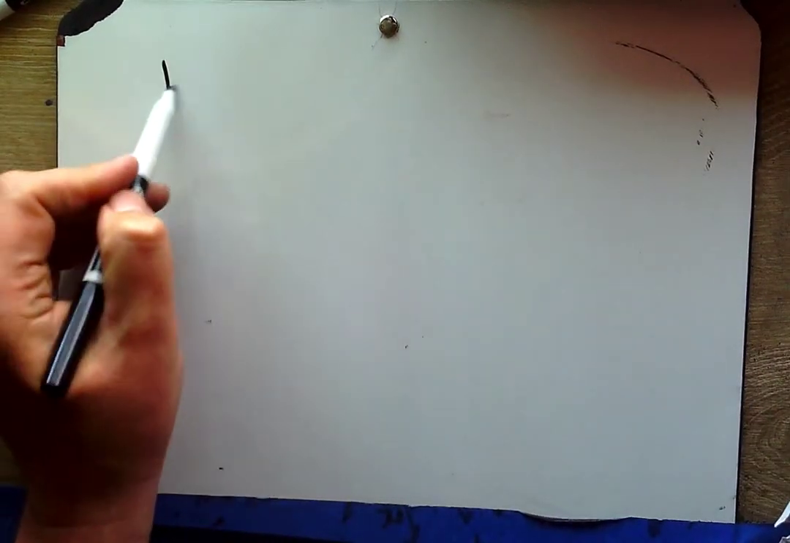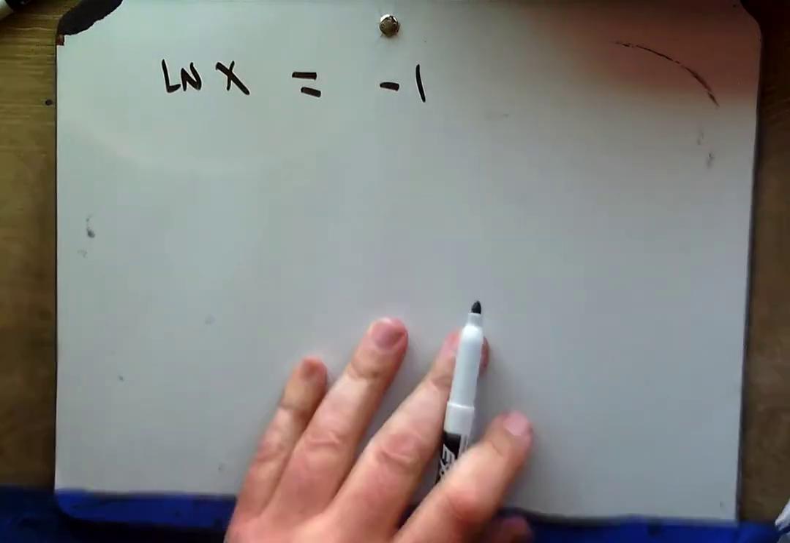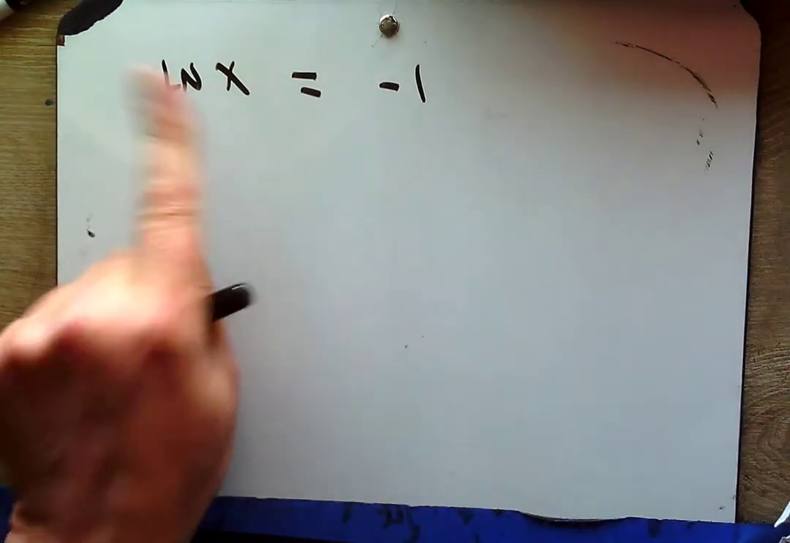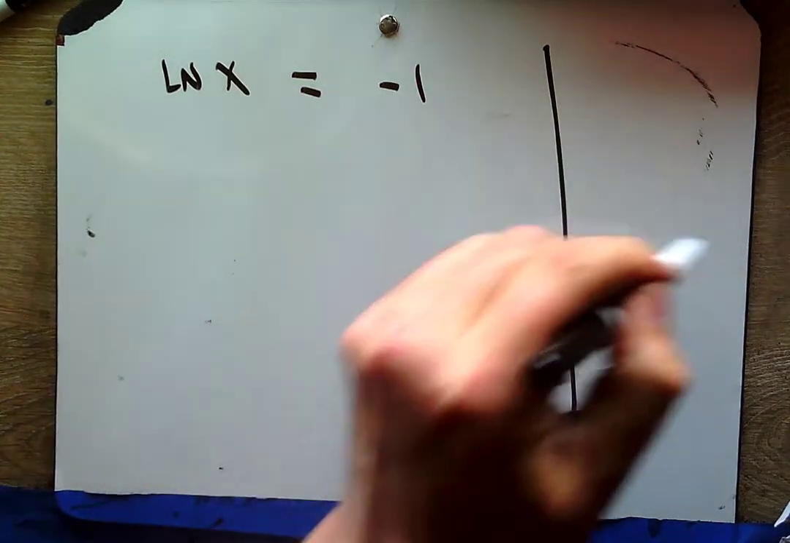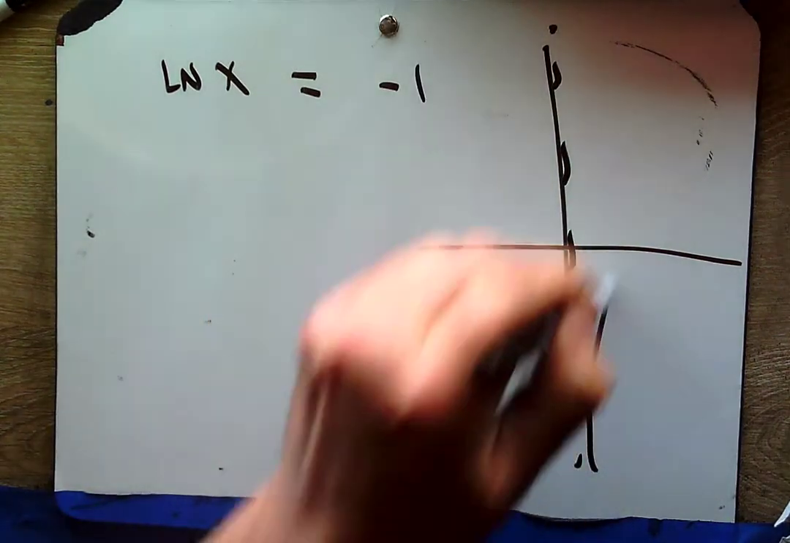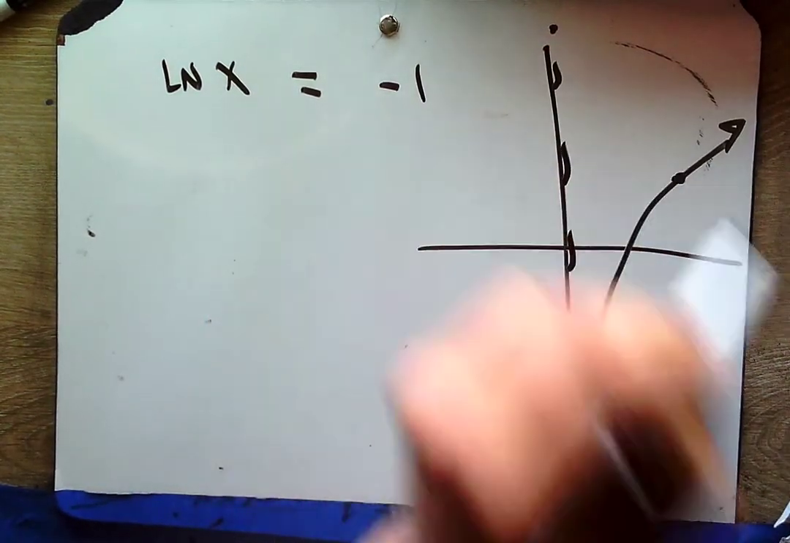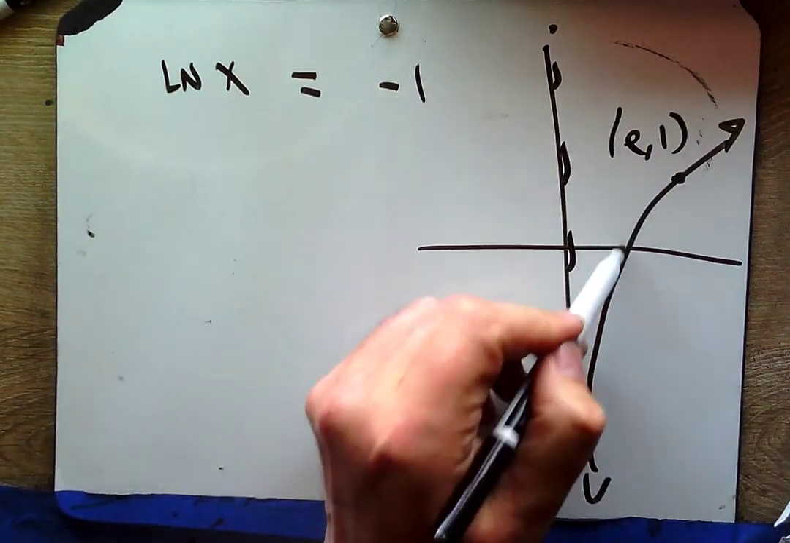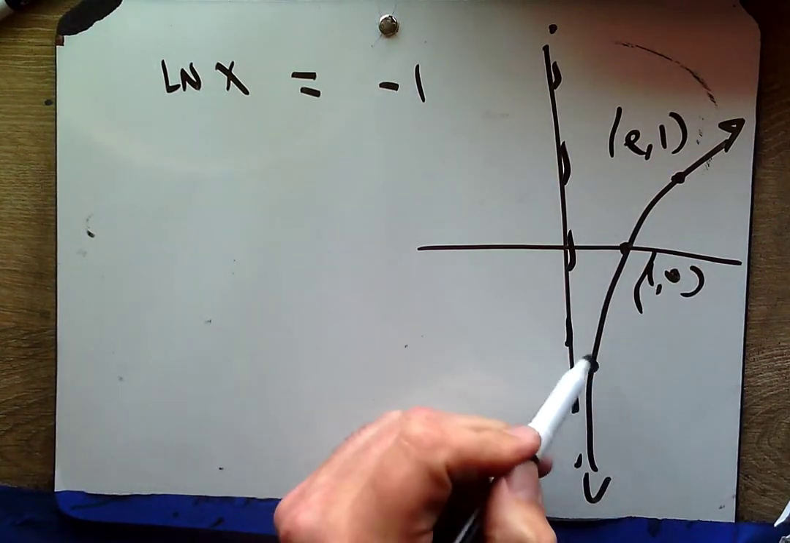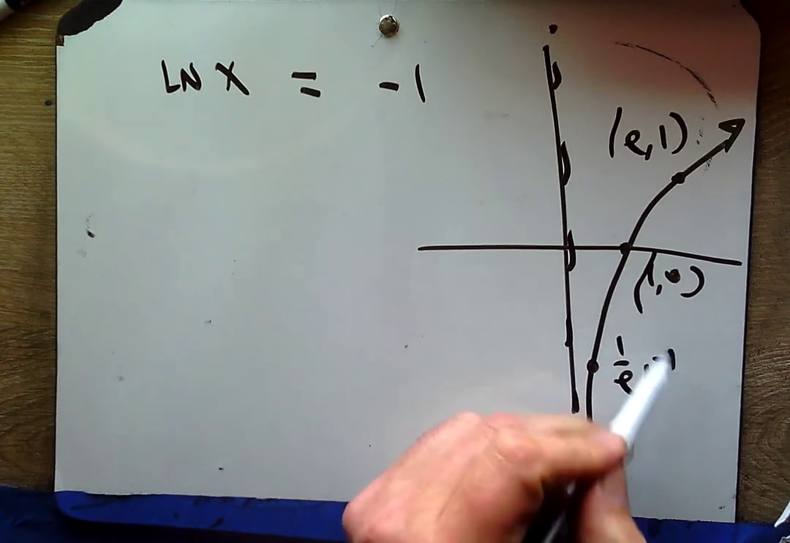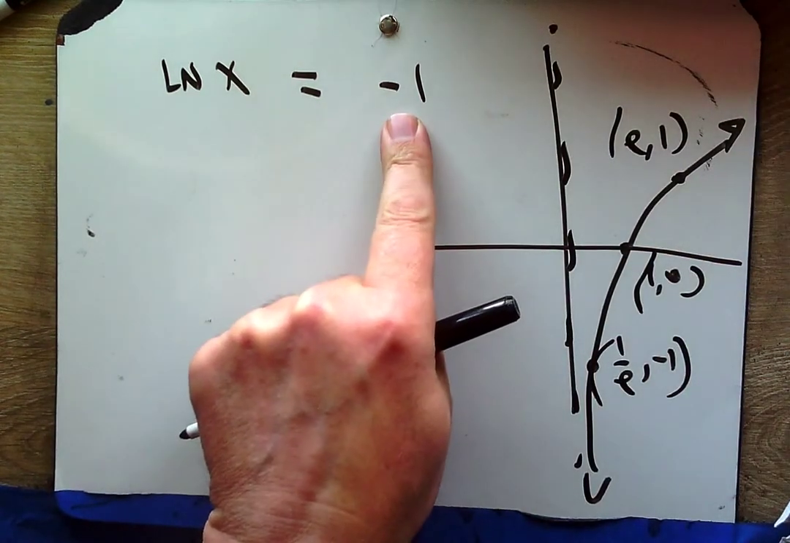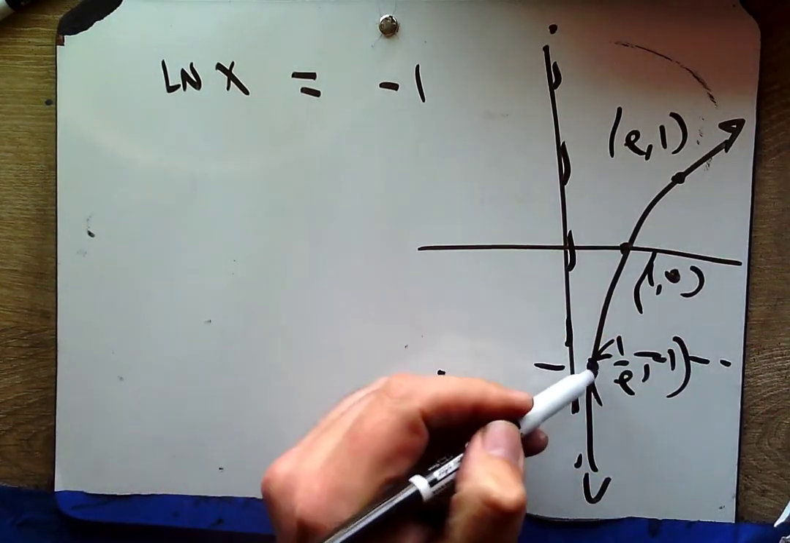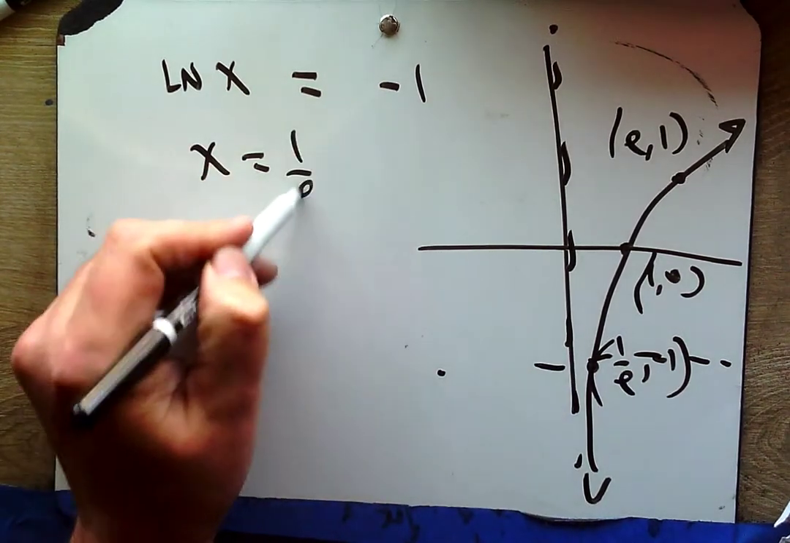So let's go back and do some logs. ln of x equals -1. I want to know when this curve hits that horizontal line. I should already know, because this point is (e, 1), this is (1, 0), and this is (1/e, -1). When does this curve intersect the line y equals -1? Oh, here, x equals 1 over e.